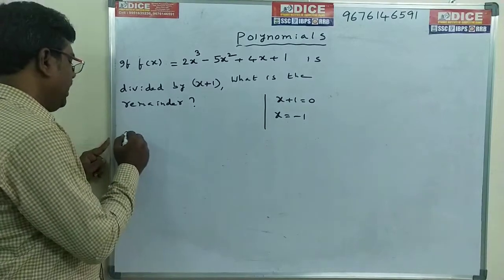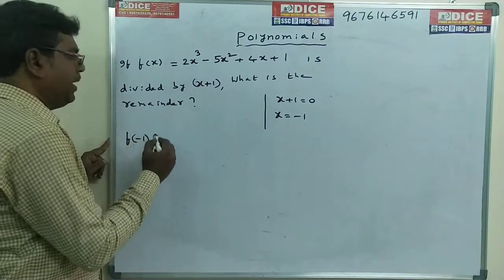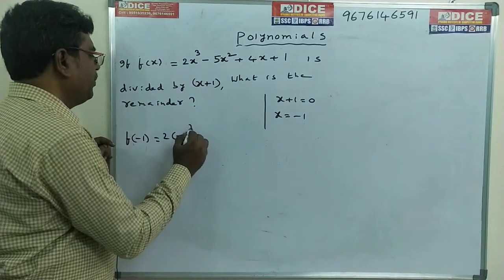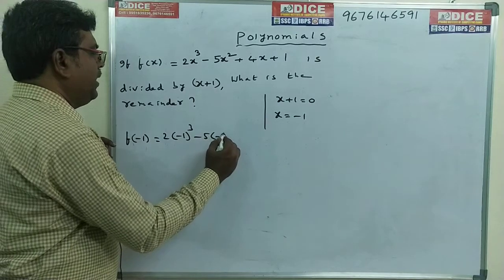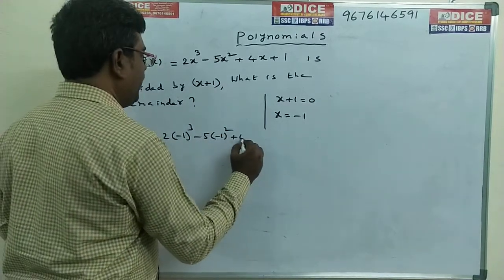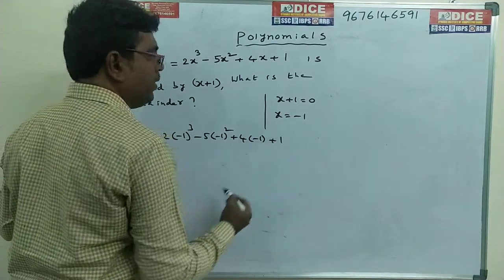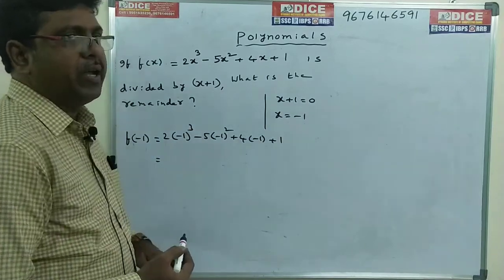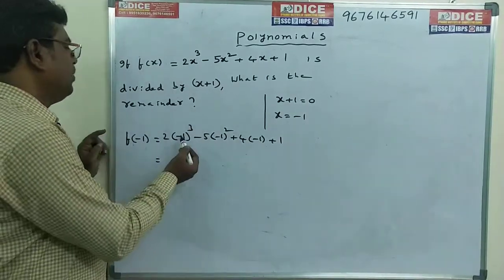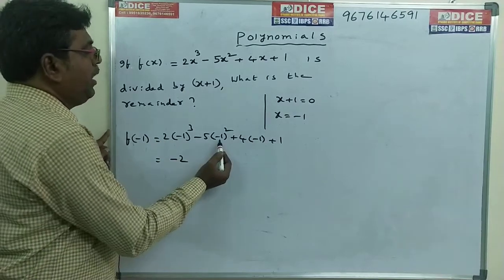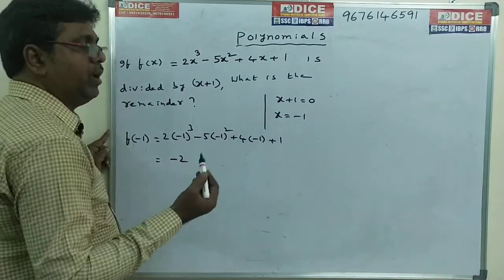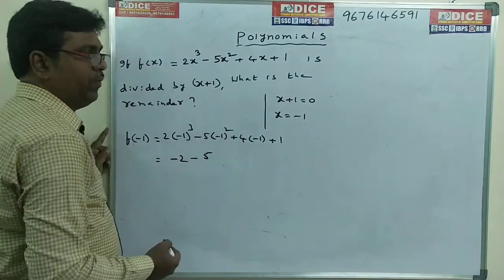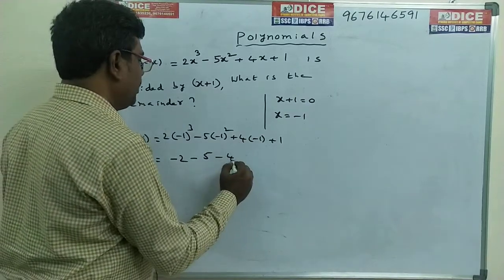So f of minus 1, you are taking minus 1 in place of x. 2 into minus 1 whole cube minus 5 into minus 1 whole square plus 4 into minus 1 plus 1. So this is minus 1, the power is an odd number. Whenever the power is an odd number, you get minus. So this is minus 1 into 2, minus 2. Here minus 1, but the power is an even number, so we will get plus 1. So 5 into 1 is 5, with the minus, minus 5. Here it is 4 into minus 1, minus 4, plus 1.